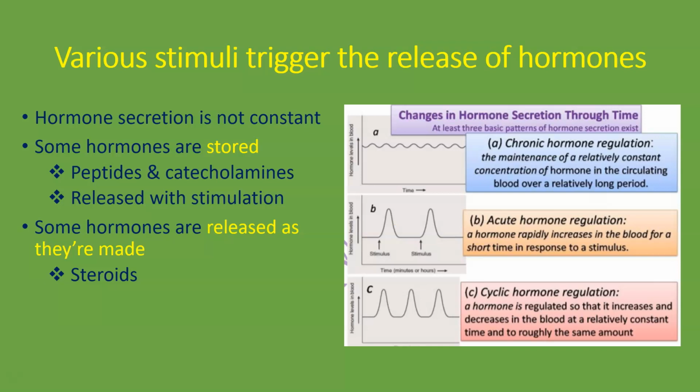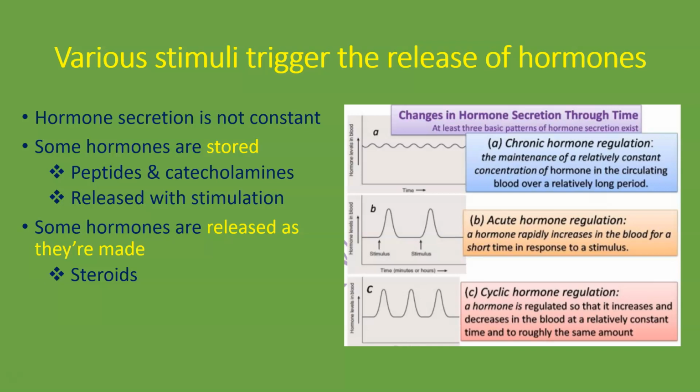And the last graph shows a cyclic hormone regulation. The female sex hormone estrogen, for example, is going to rise during the first half of the 28-day sex cycle, and then it decreases during the second half. And that is exactly what's happening here in cyclic hormone regulation. It's going to increase and decrease in the blood at a relatively constant time. So that's the first 14 days of the 28-day cycle, and then it'll decrease in the second half of that cycle. And it's roughly going to rise and fall in the same increments.